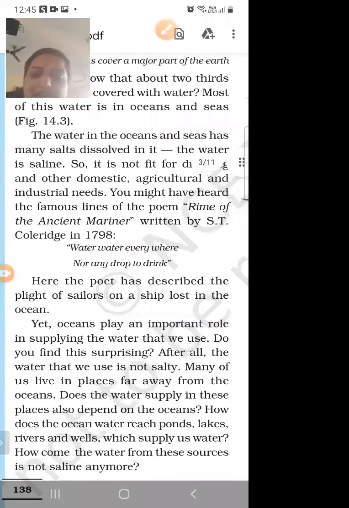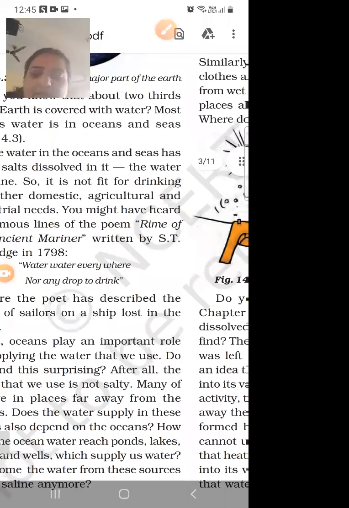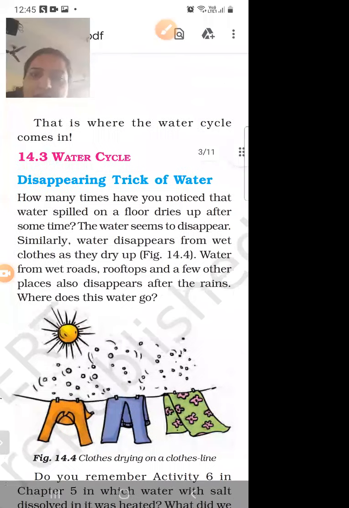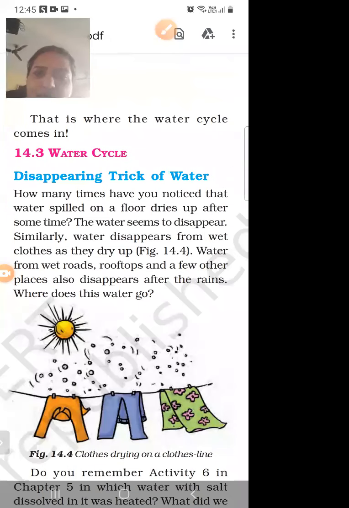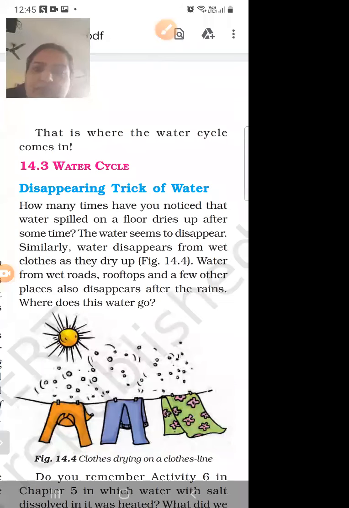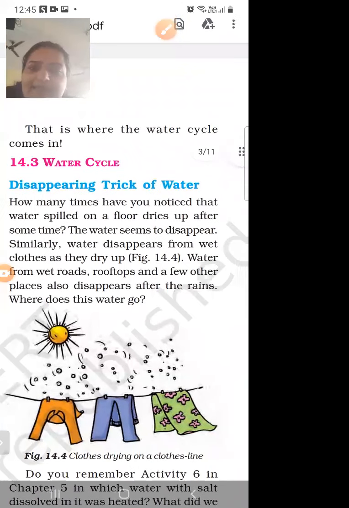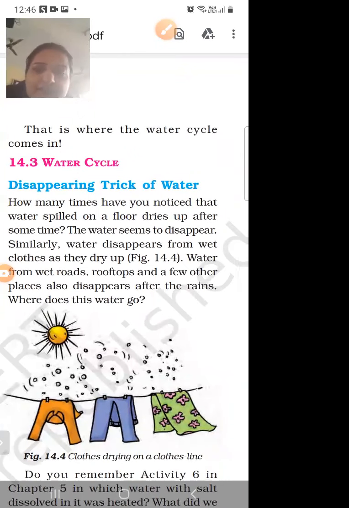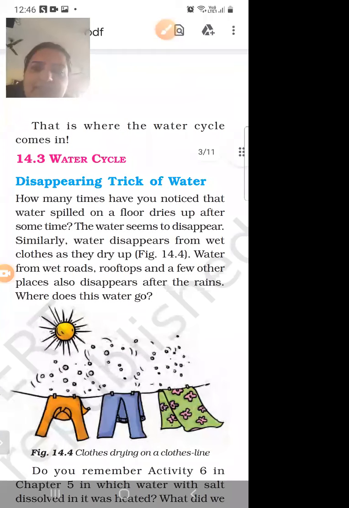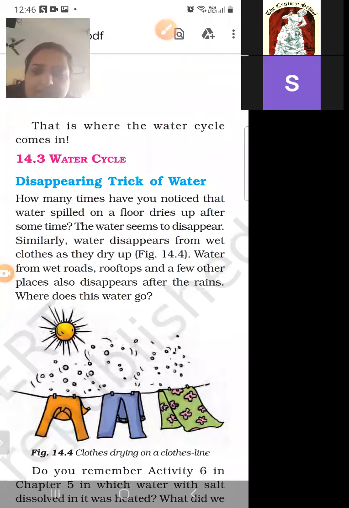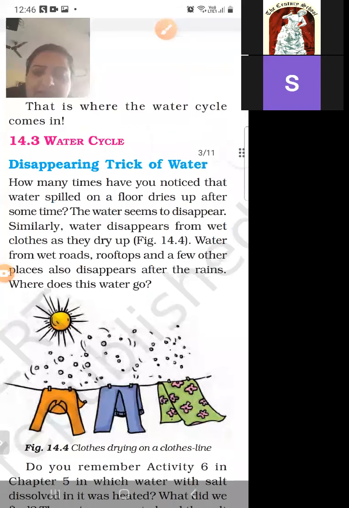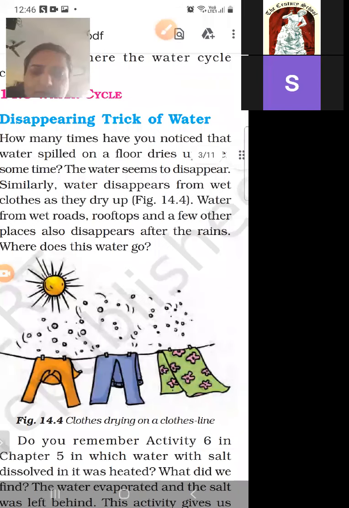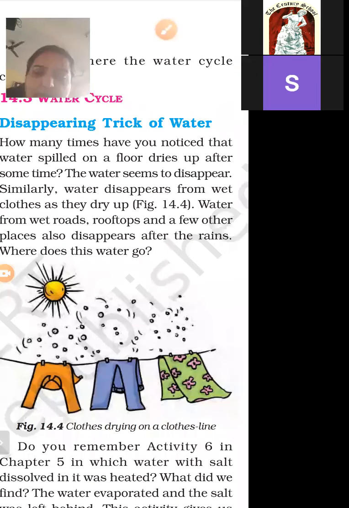We will study it. That is where the water cycle comes in. The water cycle plays a very important role in converting this water to drinking water. How does this convert? We will study this process in the water cycle. This is the disappearing trick of water. There are so many clothes drying on a clothesline in figure 14.4.